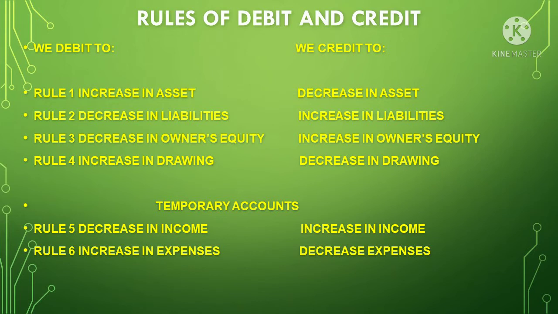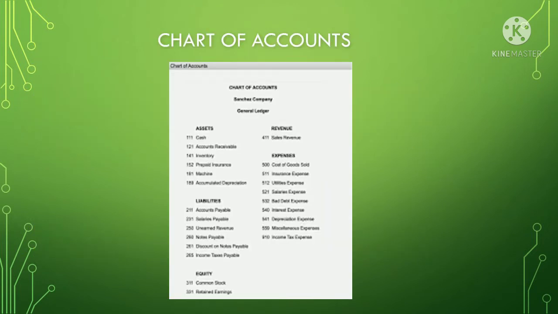Rule number 6: debit to increase expenses. It means that, remember, the normal balance of expenses is on the debit side. So if you credit, expenses decrease. Okay? So I know that you are already familiar with the chart of accounts, right? The titles of accounts that you will use when you make entries or record your transactions, okay? So remember, the normal balance of an asset is on the debit side. So if you credit, its amount decreases, okay?